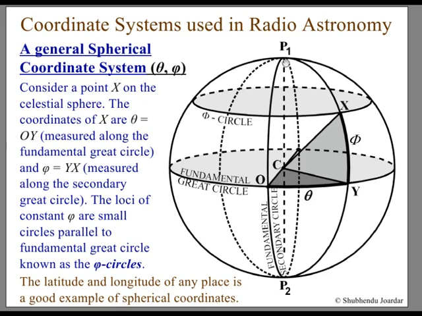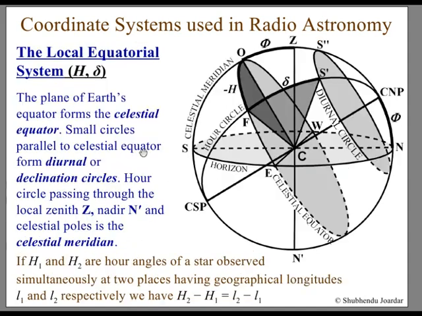So, for example, for the Earth, you can consider this as the North Pole and South Pole, and these are the longitudes, and these circles are the latitude circles. Now we go to the local equatorial system, that is called H and delta. H comes from hour angle.